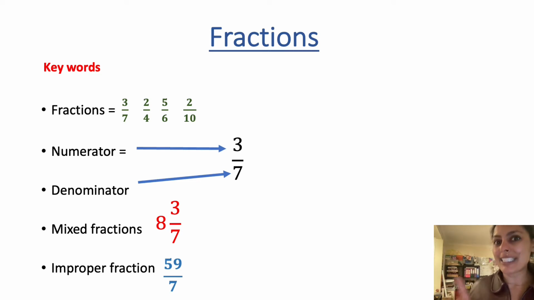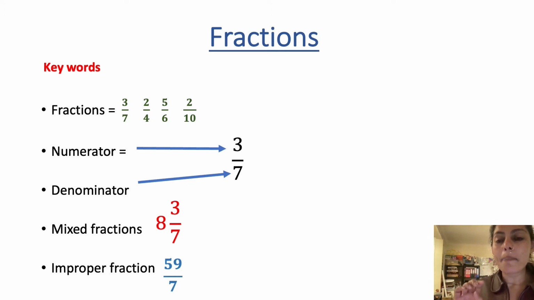The second word is numerator and the third is denominator. So numerator and denominator. The numerator sits above the line and the denominator sits downstairs below the line. So it begins with a D. So if you ever forget which is which, denominator downstairs, and the numerator is upstairs.